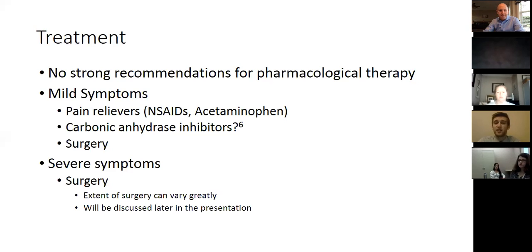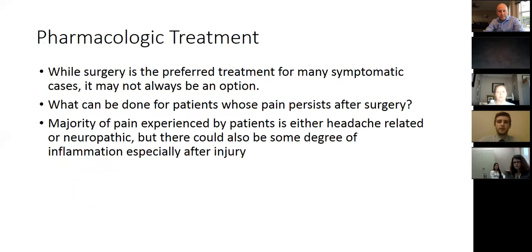The extent of the surgery can vary greatly depending on the case, and we'll be discussing this shortly in the rest of this presentation. While surgery is definitely the preferred treatment for many symptomatic Chiari malformation cases, for some patients, maybe if they've already had surgery and it failed, or for any other issue, surgery may not be the best option.